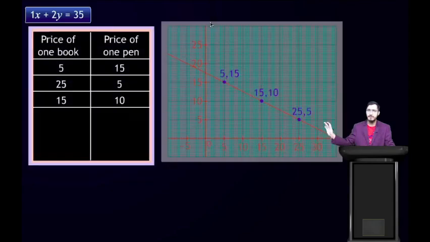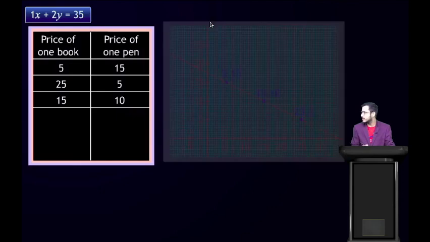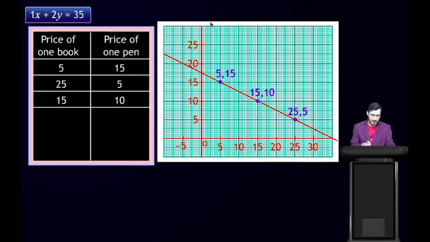When we substitute values for the cost of one book and the cost of one pen, what will we get? When the price of one book is 5, the price of one pen is 15. When the price of one book is 25, the price of one pen will be 5. When the price of one book is 15, the price of one pen will be 10. So there are three situations here.